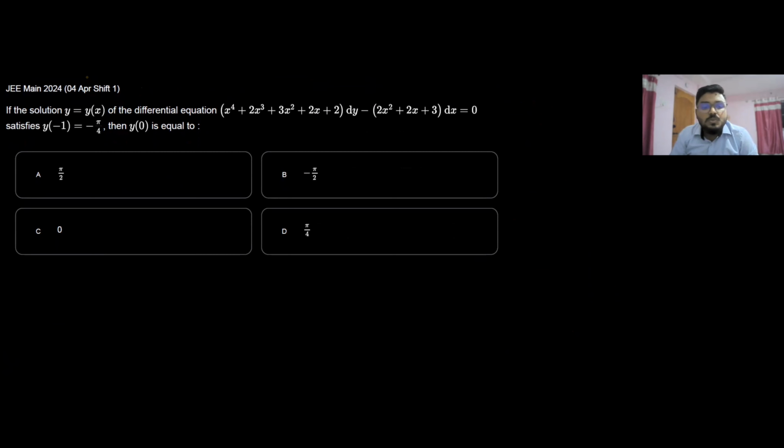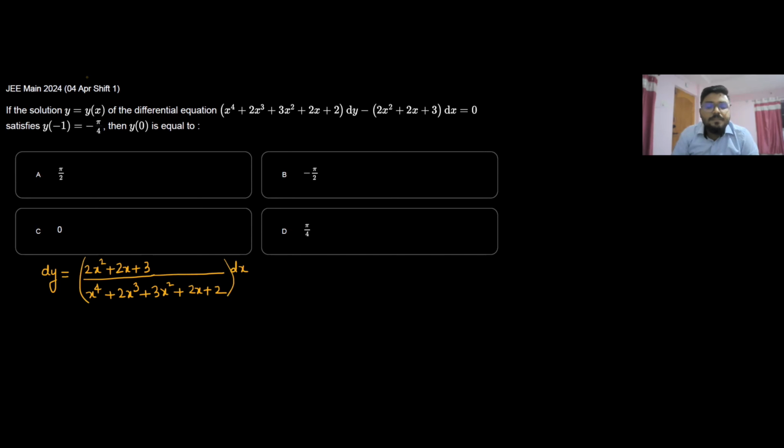Next question, again, this is a differential equation. Let's read the question first. So here, every term I can see is x. Here also every term is x. Means every x term I can shift on one side. All right, let's start solving now. So this I can rewrite as dy equal to 2x square plus 2x plus 3 divided by x power 4 plus 2x cube plus 3x square plus 2x plus 2 dx.